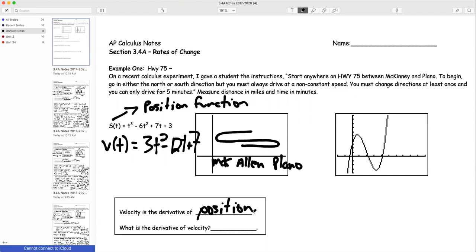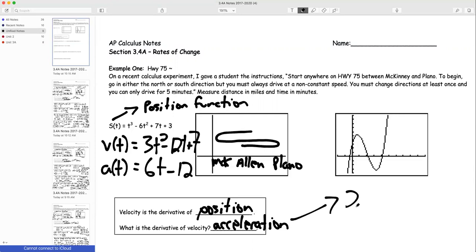What's the derivative of velocity? Acceleration. Okay, so A of t, I'm going to take the derivative of the velocity equation. The derivative of the velocity equation is going to be 6t minus 12. And so this would be my second derivative, the derivative of the derivative.